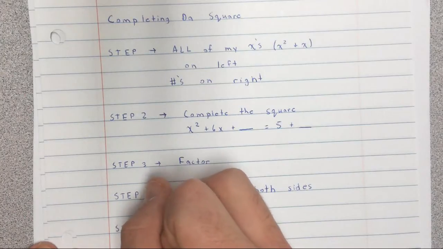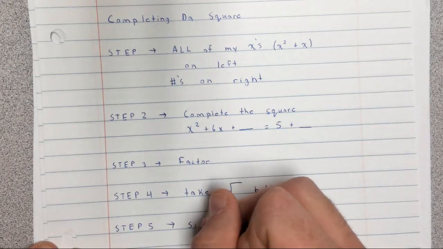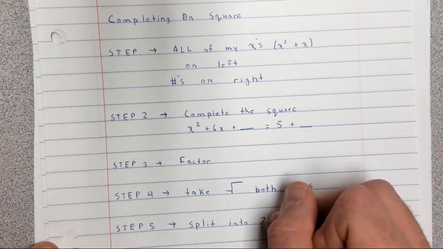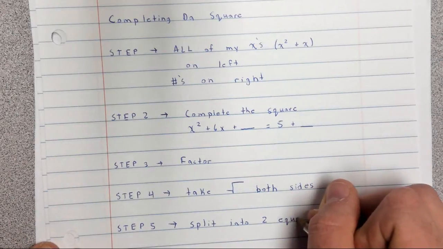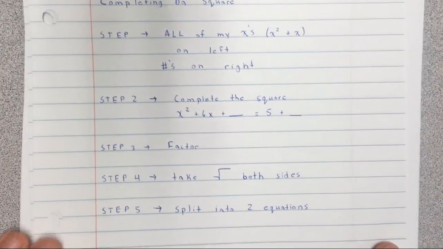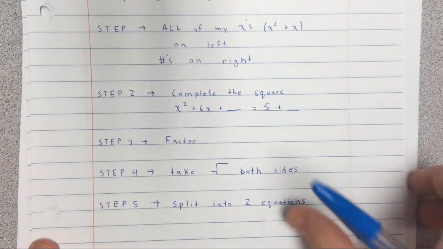Step 5, remember, I split it into my 2 equations. So I'll have one that is equal to my positive answer and one that is equal to my negative answer, and I can solve from there. All right, that's completing the square.